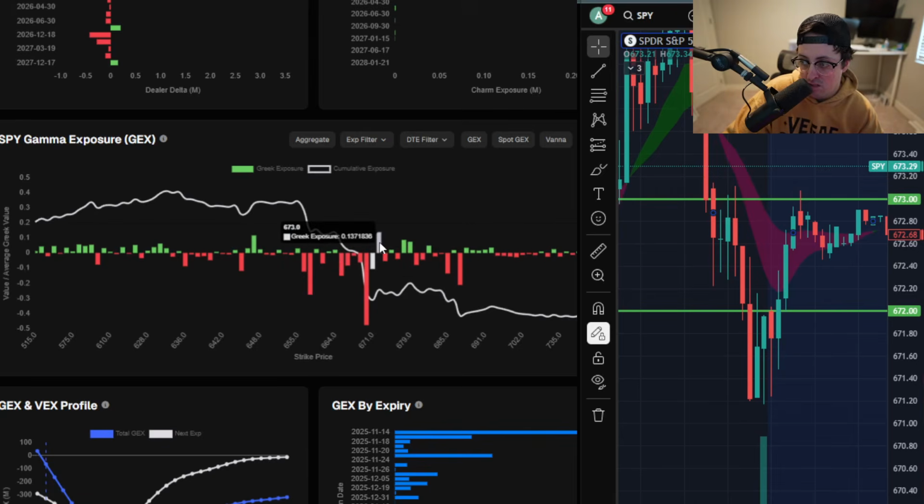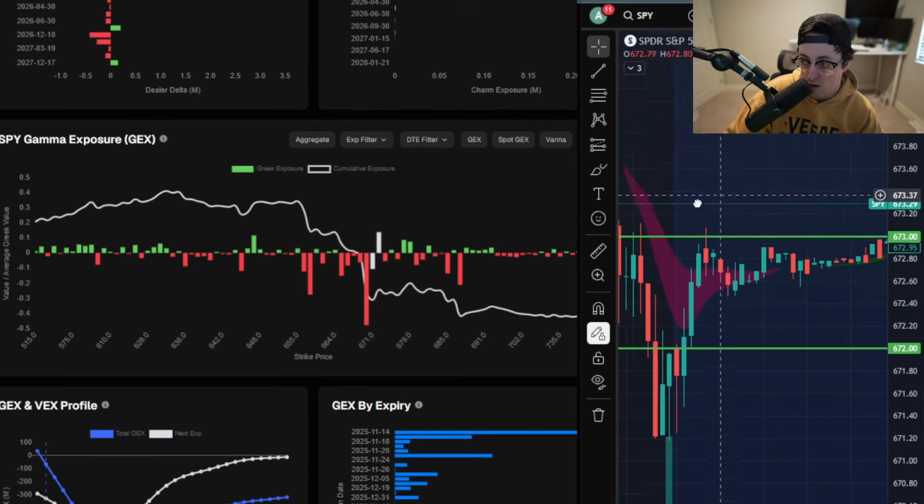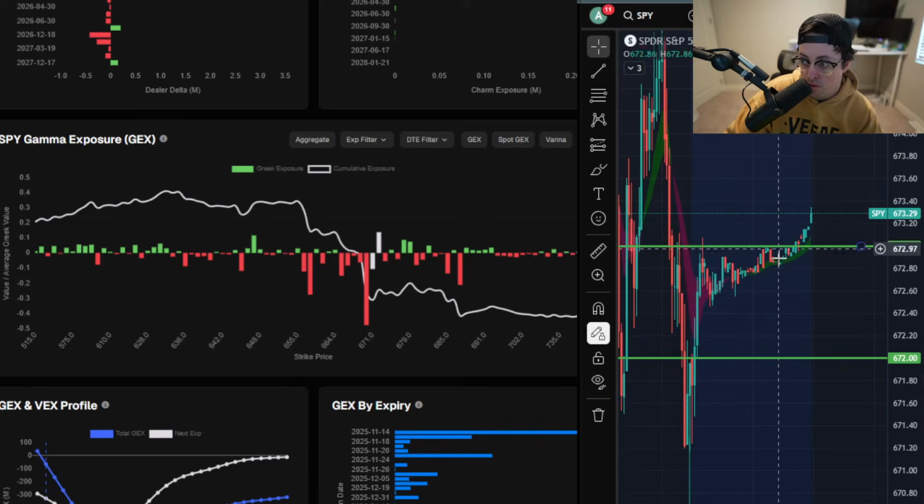So it looks like we hit 673. You can see that there's a lot of resistance there intraday, and then after the market closed, there's some rejection there, quite a bit, until we finally broke through it. So that'd be my first level I'd be looking at going into Monday.